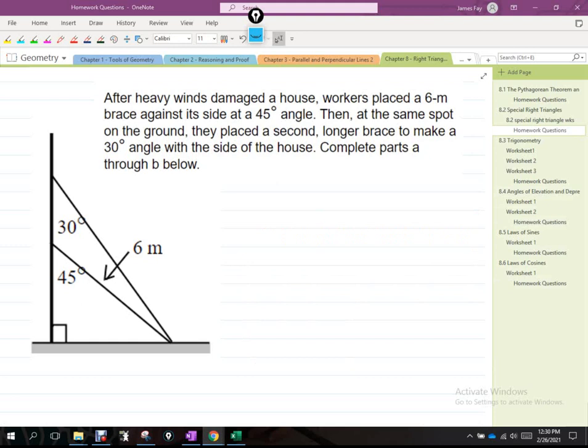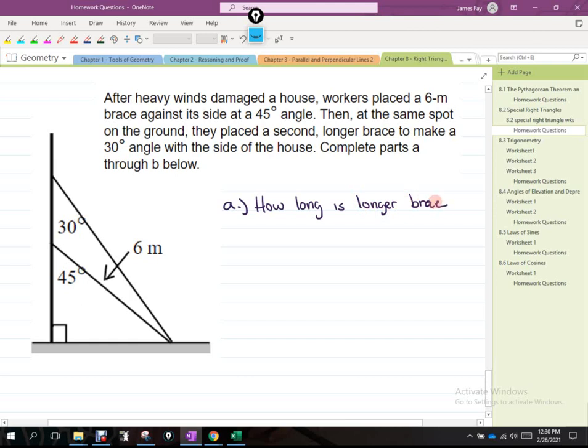All right, so the first part of this question, part A, says, how long is the longer brace? And then the second question they ask will be, how much higher does the longer brace reach than the shorter brace?